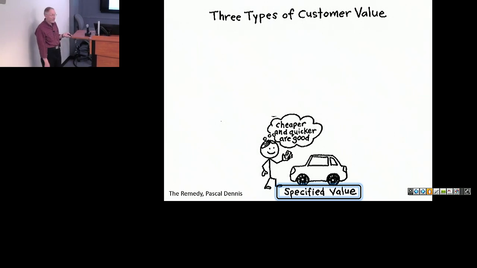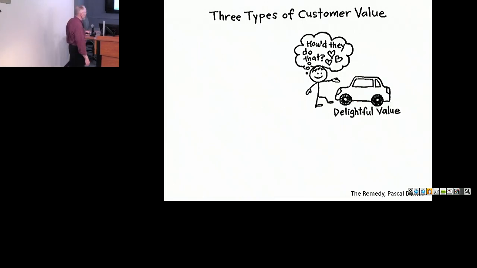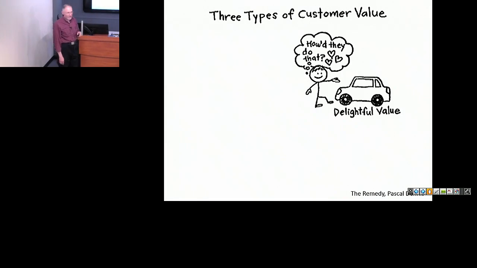So we've got two categories. And then there's a third category: delightful value. These are things that if you go talk to the customer, the potential client, about, they won't mention. But if you include it, they will be delighted.